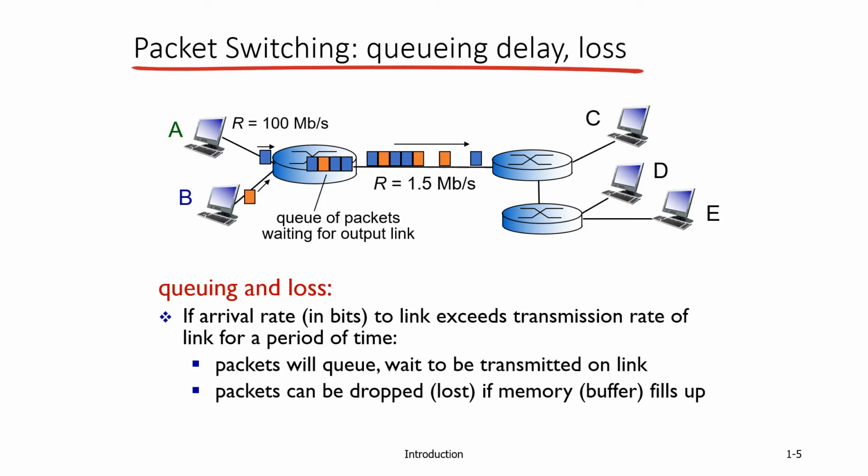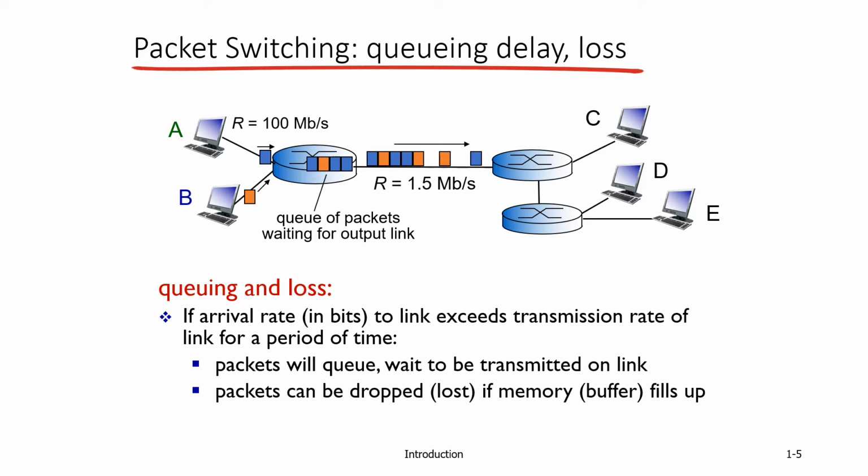The link between the router and the other routers, which are connected to end systems C, D and E, has a transmission rate of only 1.5 megabits per second. So in this particular scenario, because of intermediate queuing at the very first router, and because a link is being shared between two different systems, the overall transmission rate decreases, and thereby the total delay in transmitting a packet from the source to the destination increases.